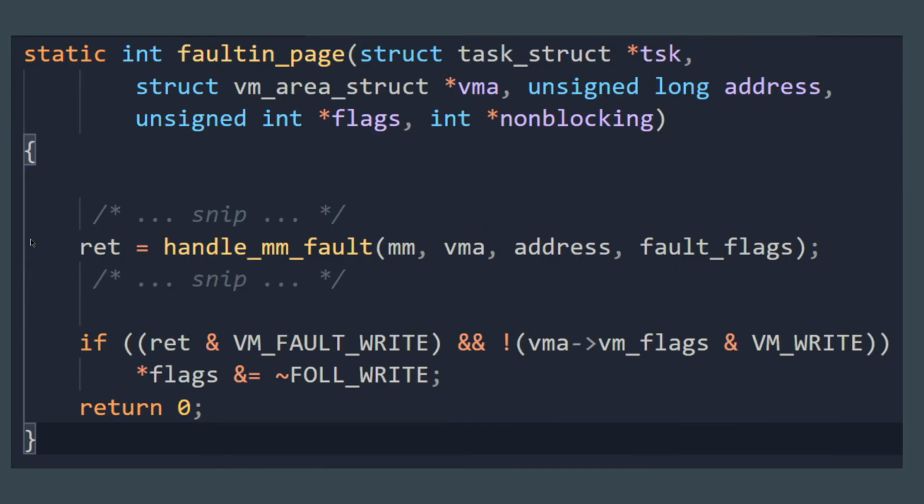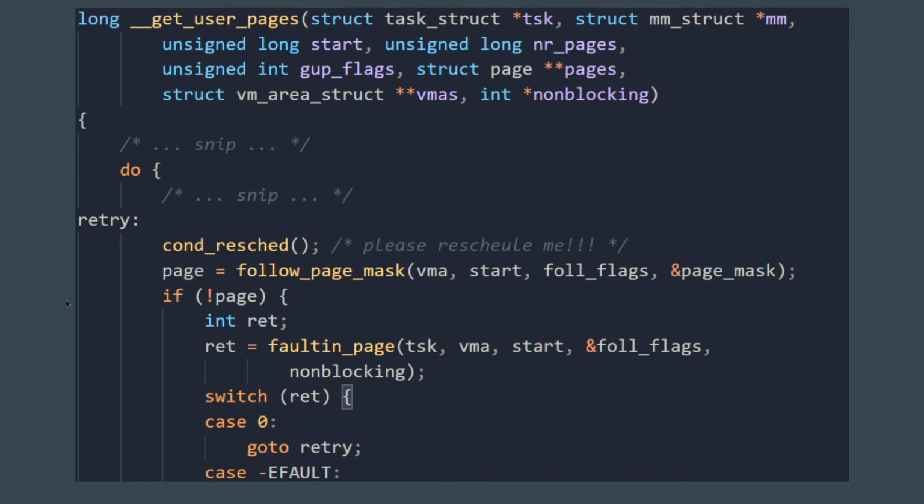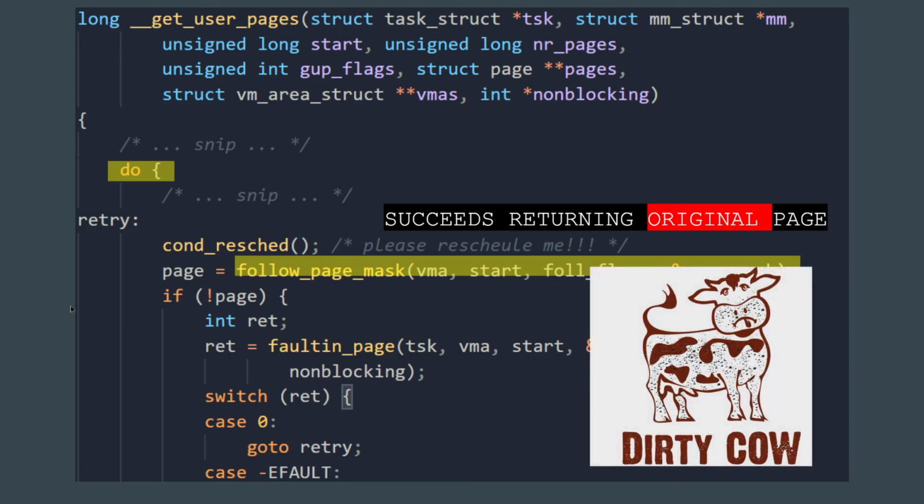Now we're back in fault in page. This time, handle map memory fault doesn't see the write flag, so it returns the original page mapped to the original file on disk. Finally, we are back in get user pages for a final time. However, this time, the follow page mask succeeds and returns the original page mapped to the file on disk. Any writes to this page will be reflected to the file on disk. This is dirty cow. We have successfully written to a read-only file.